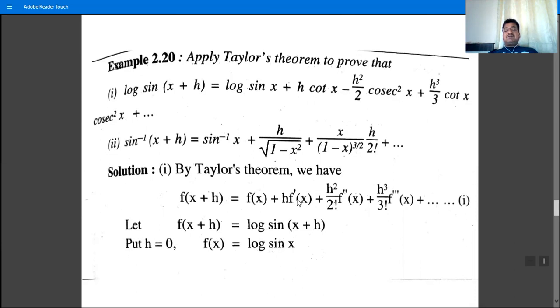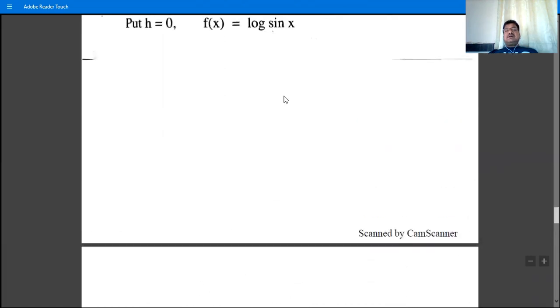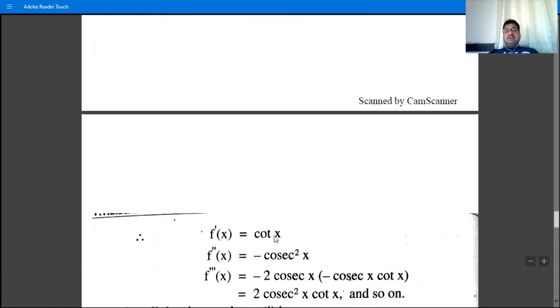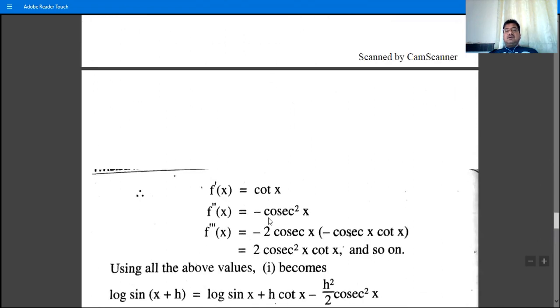Then find f dash x. f dash x is the derivative of log sin x, which is 1 by sin x into cos x, that is cot x. Then f double dash x: the derivative of cot x is minus cosec square x. f triple dash x is what?